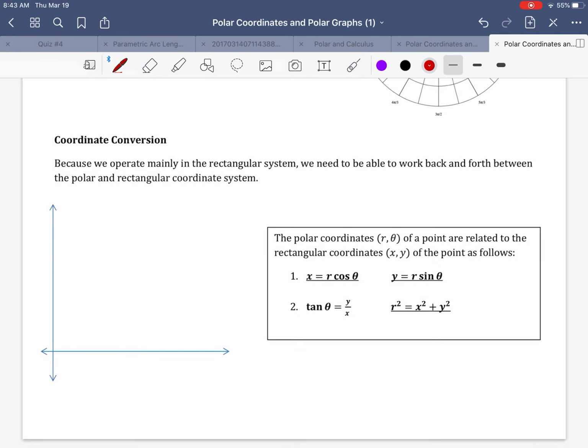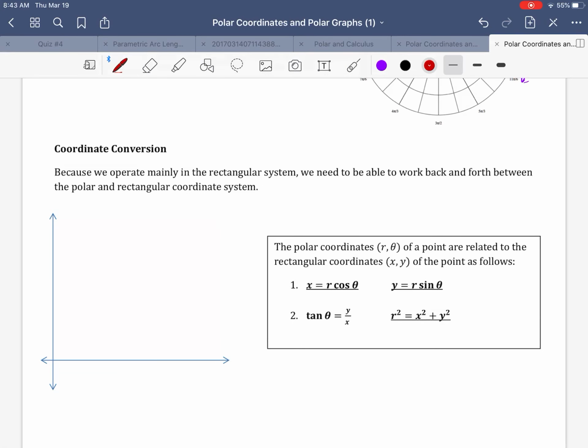All right, so that's graphing dots in the polar system. Now we have to be able to go back and forth. We have to move from rectangular systems to polar systems and back, just like we did with parametrics. It all comes down to right triangle trig, once again, because any point can form a right triangle with the xy system.